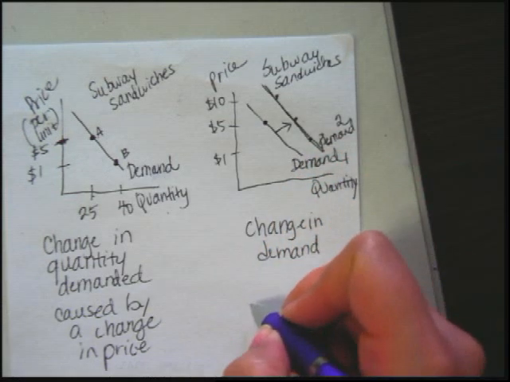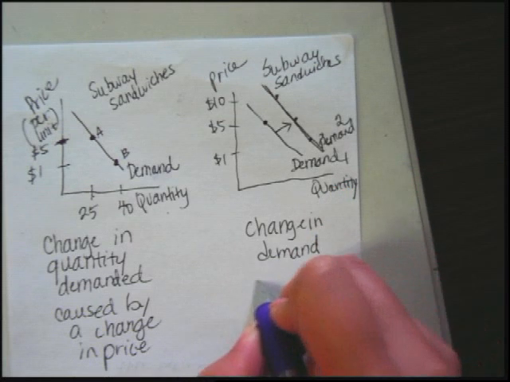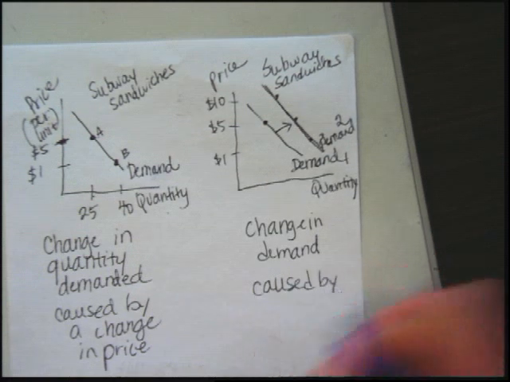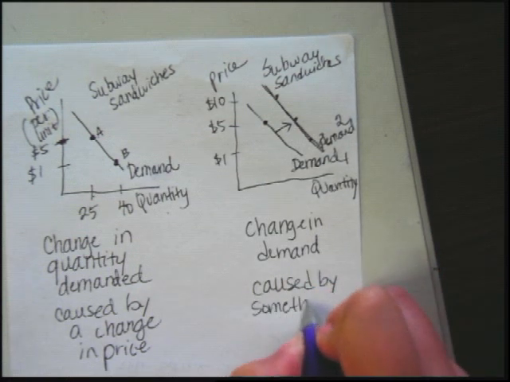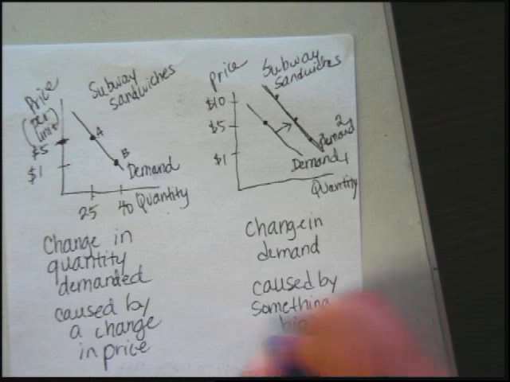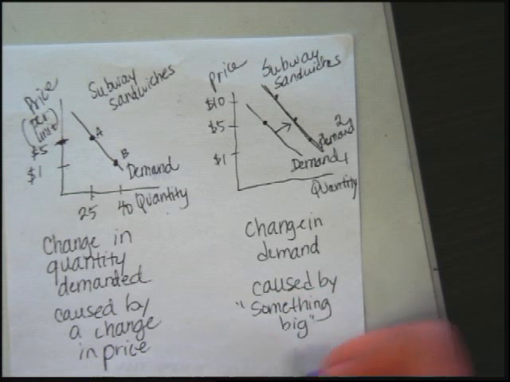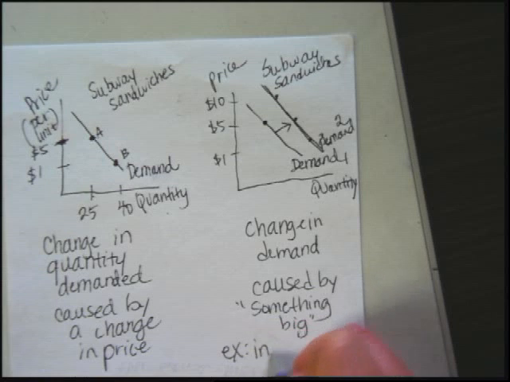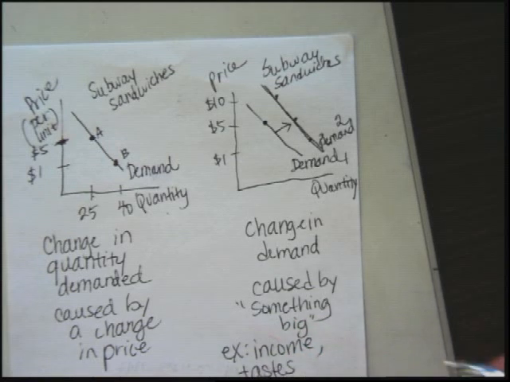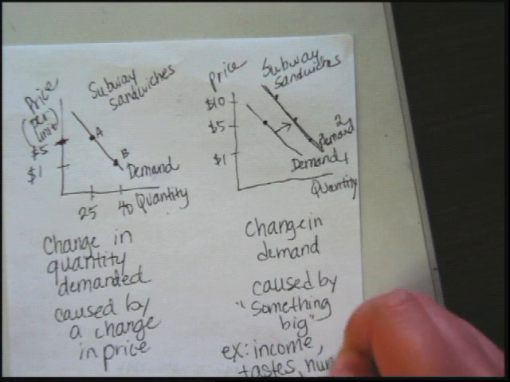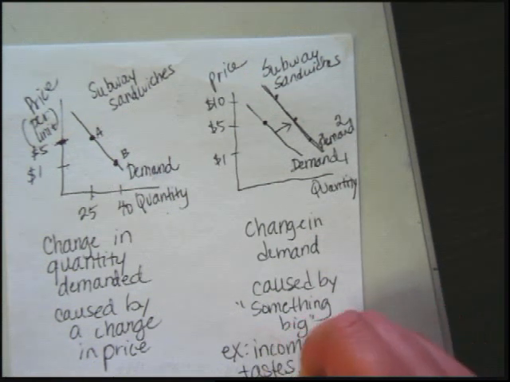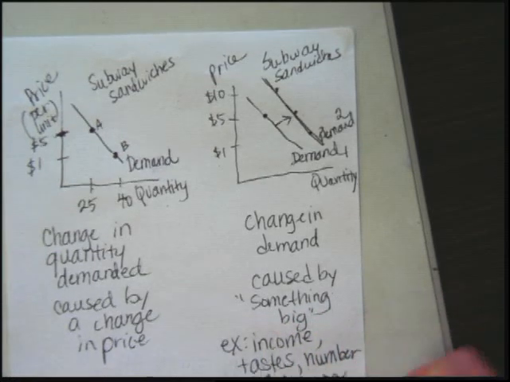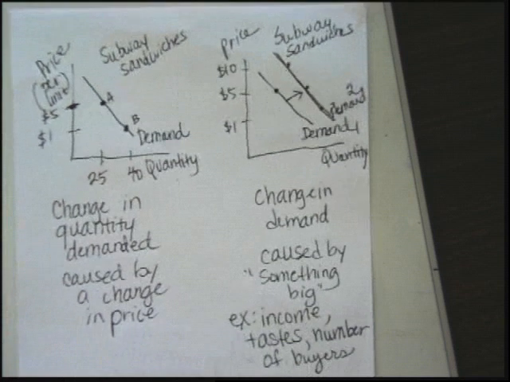And it's not caused by a change in price. It's not that the jersey's cheaper or more expensive. It's caused by, for now I'm just going to say, something big. For example, income, consumer tastes have changed. Another example might be that we have more people in town, a number of buyers, and we'll look at more examples in chapter 4.